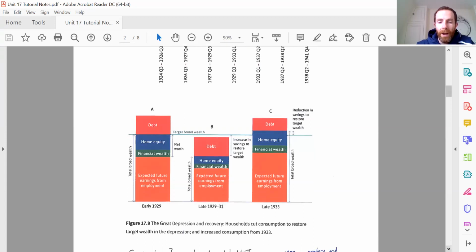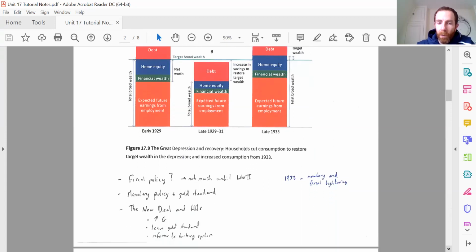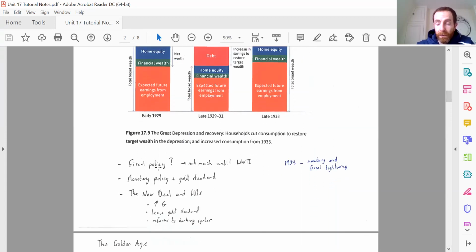So what actually happened in terms of policy? Well, some of the stuff I've already mentioned. In terms of fiscal policy, really not that much, actually, until World War II. Now, the Roosevelt administration did introduce lots more government spending compared to previous administrations, but it really didn't become sizable until World War II, until the build-up of the military. And then I mentioned 1937, there was a bit of tightening. So let me skip down here.